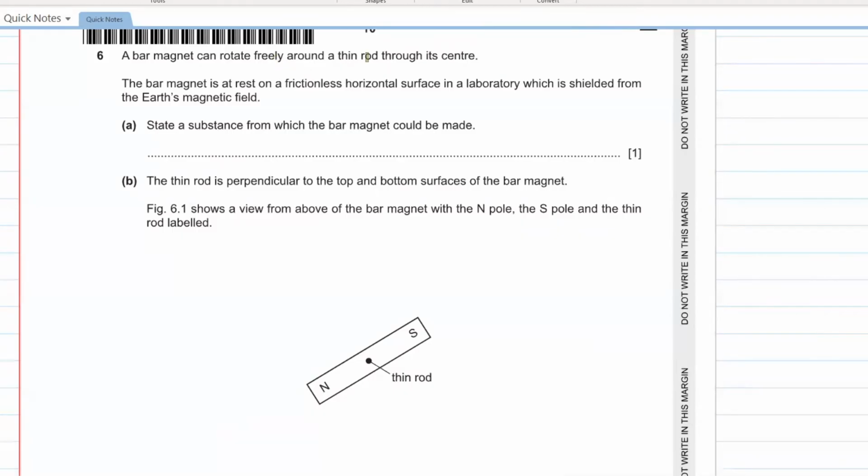A bar magnet can rotate freely about its center around a thin rod. The bar magnet is at rest on a frictionless horizontal surface in a laboratory which is shielded from the Earth's magnetic field. State a substance from which the bar magnet could be made.